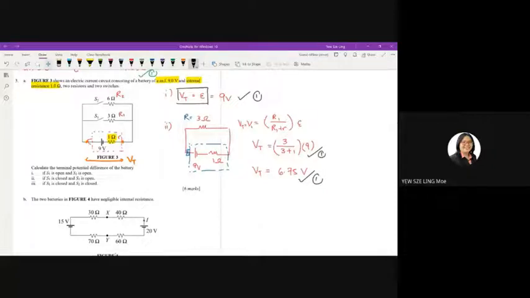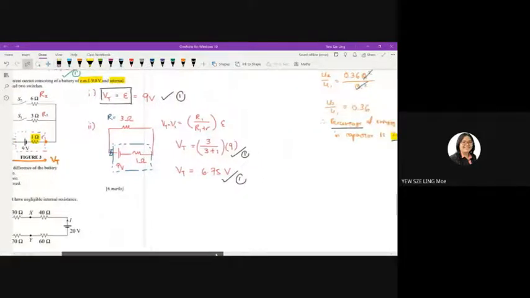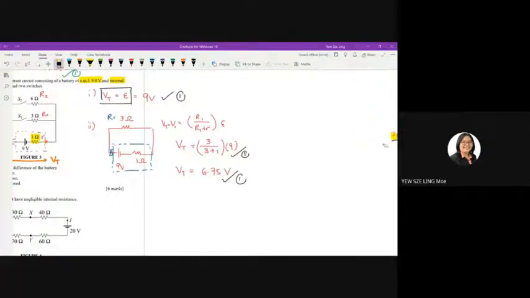Now, some of you like to use the series circuit method to solve it. Of course you can. How are you going to solve it by using the series circuit method? Now, let us go through it as well. Let us learn the method as well.